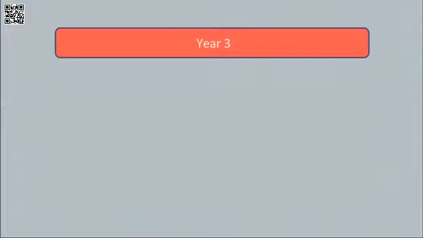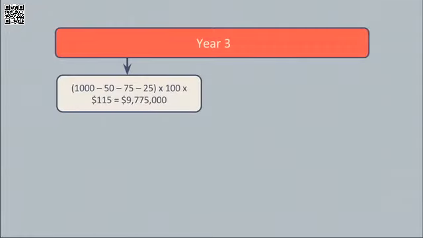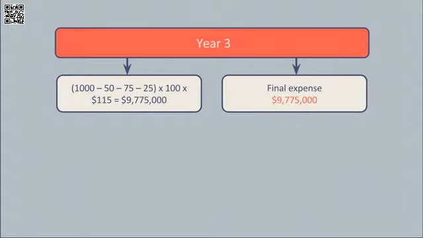Year 3, 1,000 minus 50 minus 75 minus 25, multiplied by 100, multiplied by $115, equals $9,775,000. This is for the 3 years. So $9,775,000 is the final expense.